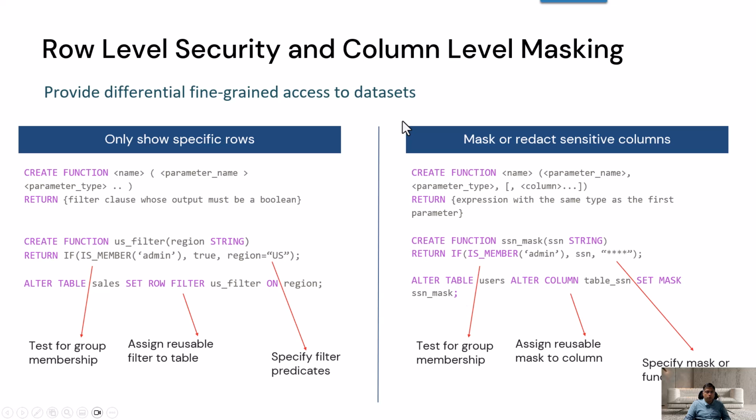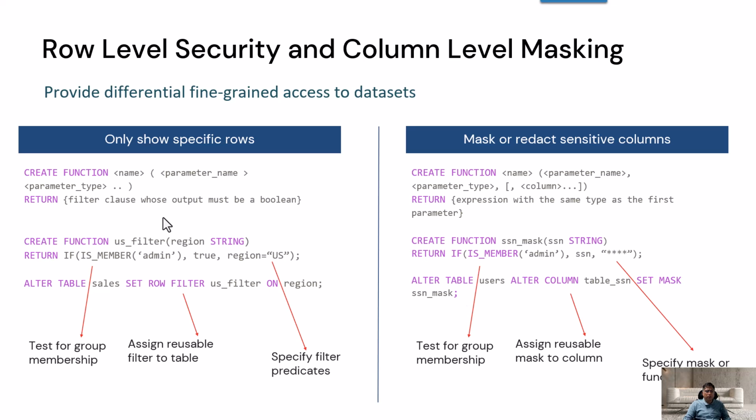Row level security and column level masking. This functionality is used to provide fine grained access to the data sets. So let's understand row level security. Row level security is used to filter specific rows based on some conditions.